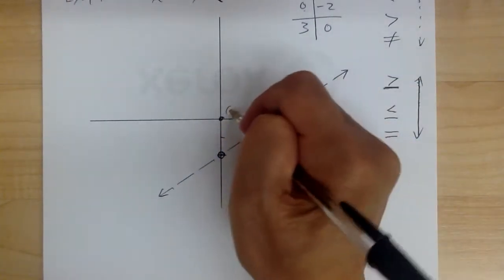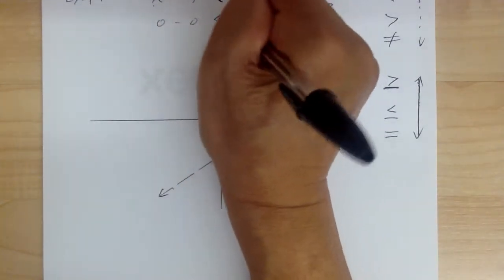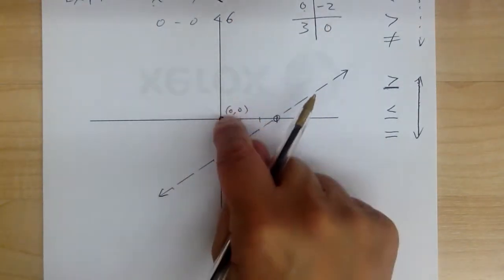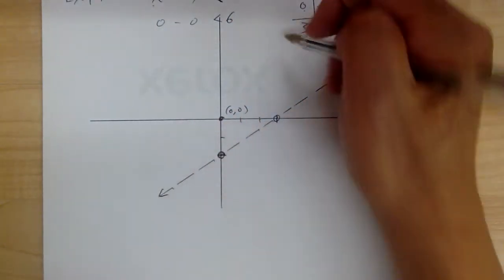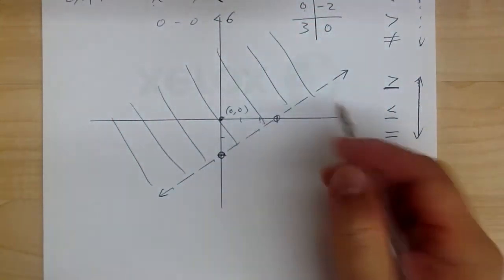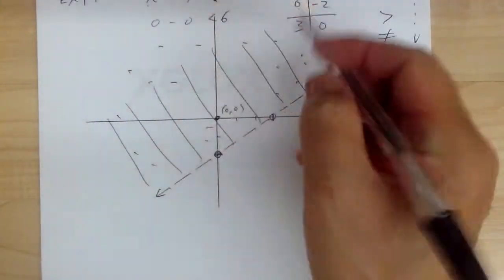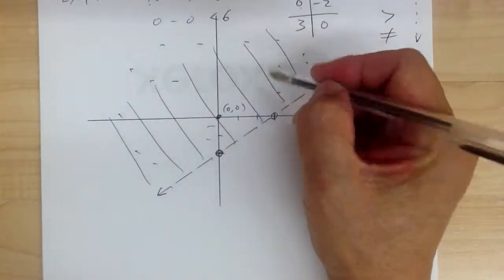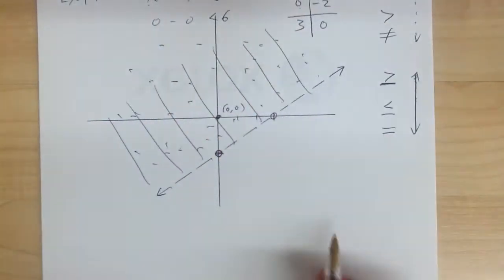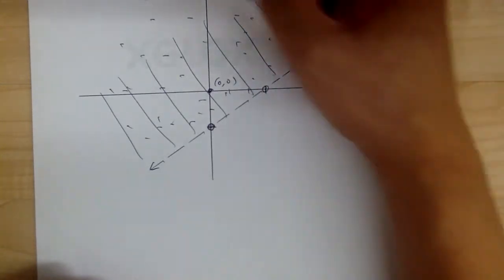So this is 0, 0, right? You put in here, and you're going to get 0 minus 0 is less than 6. So 0 is less than 6. So this is good. This is true. If this point is good, that means everything on this side is good. So all the points on this side are part of your answer. There are an infinite number of points. All those dots are part of your answer. But because there's no way to get every single dot, that's why you do the shading.